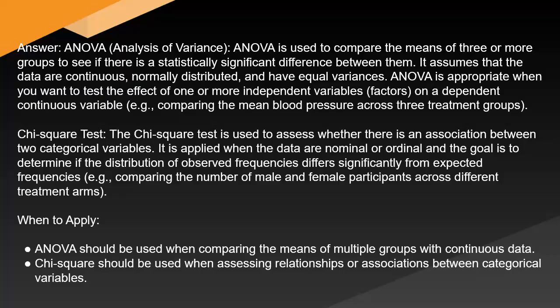Chi-square test. The chi-square test is used to assess whether there is an association between 2 categorical variables. It is applied when the data are nominal or ordinal, and the goal is to determine if the distribution of observed frequencies differs significantly from expected frequencies, e.g., comparing the number of male and female participants across different treatment arms. When to apply: ANOVA should be used when comparing the means of multiple groups with continuous data. Chi-square should be used when assessing relationships or associations between categorical variables.